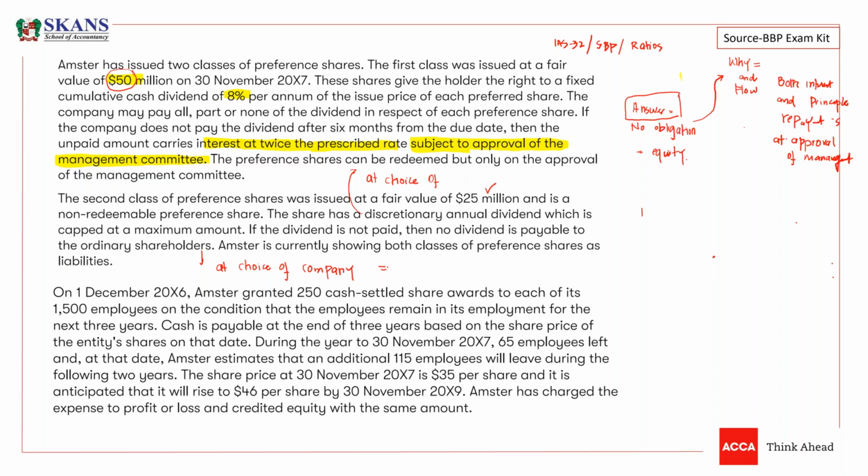So if they decide that we are not going to pay dividend to the ordinary shareholders, then they don't need to pay dividend or interest to these preference shares. It means they can easily avoid it.